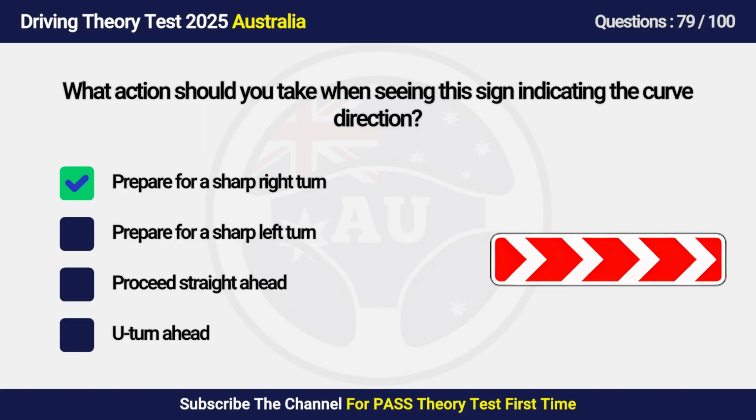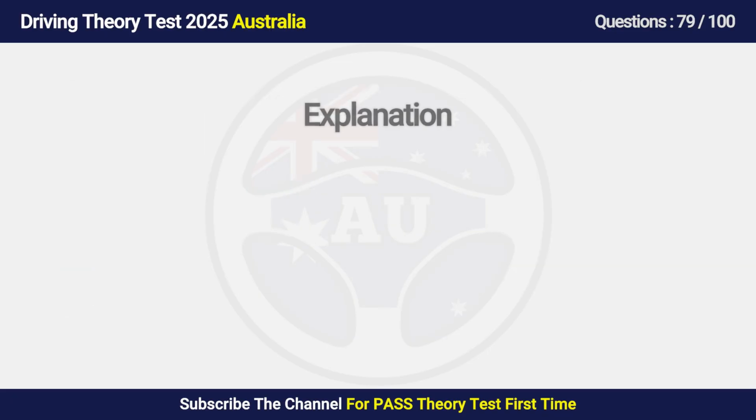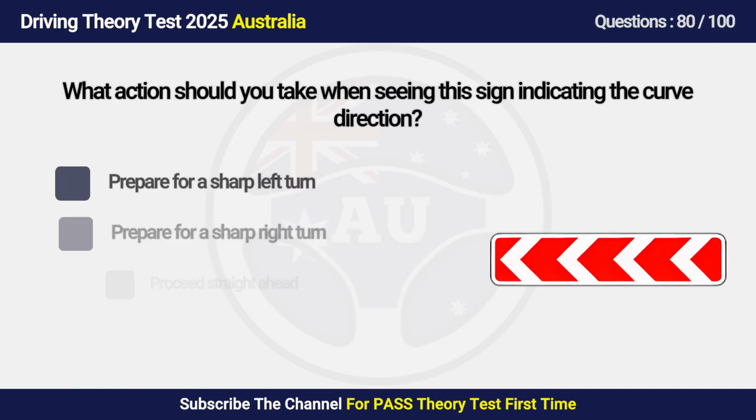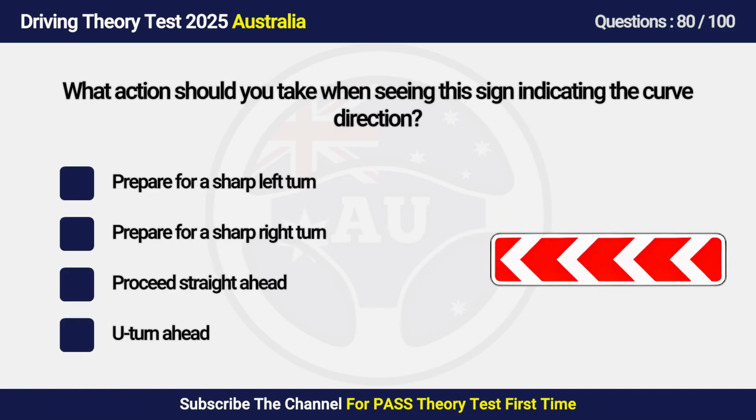Answer is A. Prepare for a sharp right turn. This sign indicates a sharp curve or bend to the right. Drivers should reduce speed significantly before entering the curve to maintain control. Question 80. What action should you take when seeing this sign indicating the curve direction?